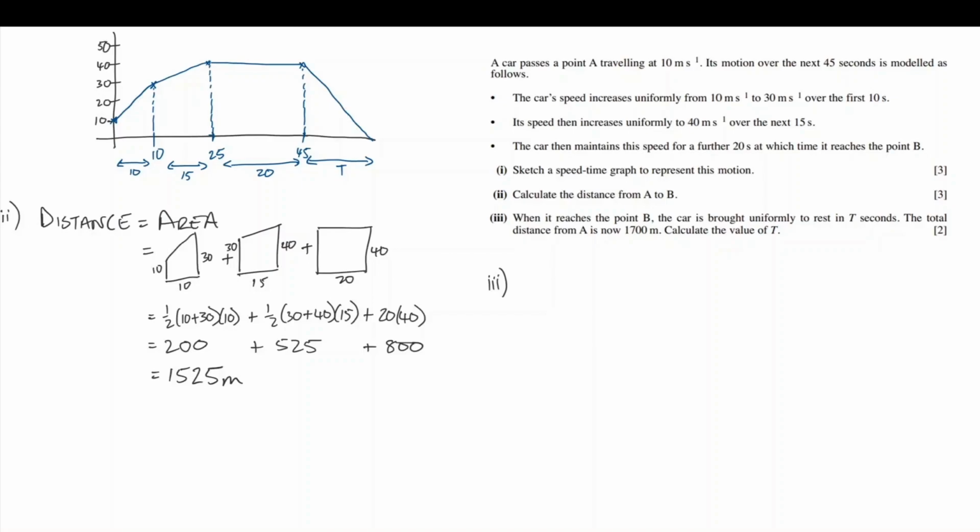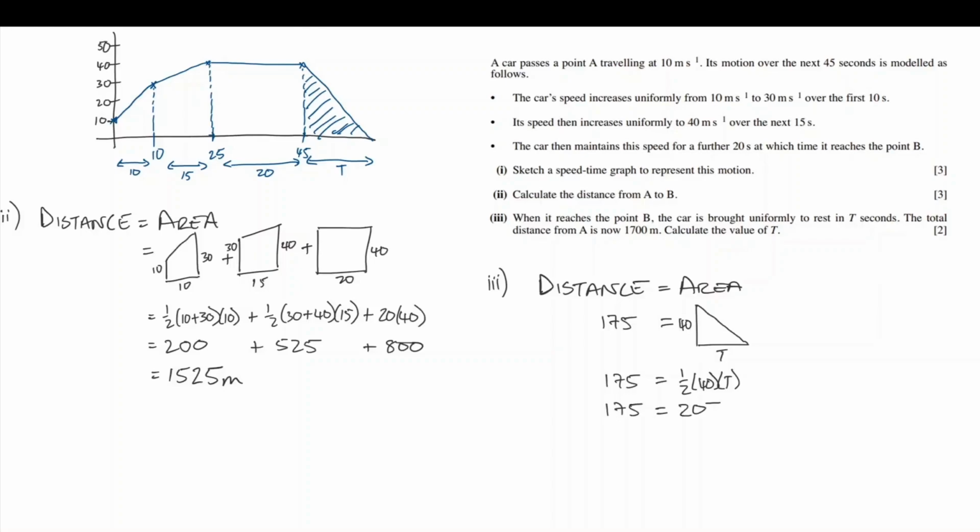Okay, if the total distance traveled is 1,700, and I know up to point B was 1,525, this section here should be 175 meters. So we can once again rely on distance equals area. Distance we know, 175. The area, we know some of the dimensions, and we're looking for the unknown time interval of t. 175 equals the area of this triangle. Half times 40 times t. And with some rearranging, we get that the time is 8.75. 8.75 seconds, that's how long the car was decelerating for.